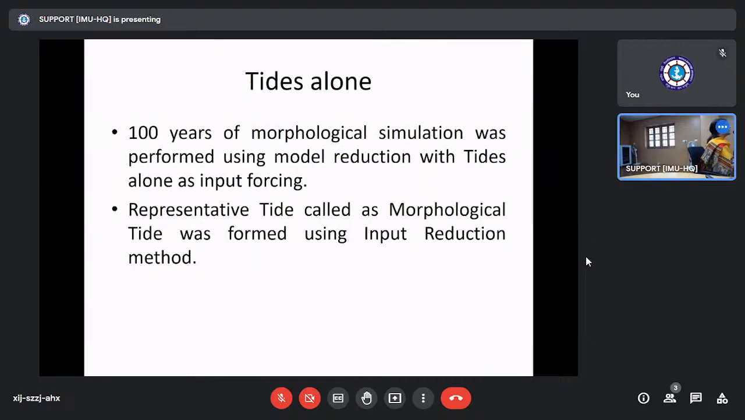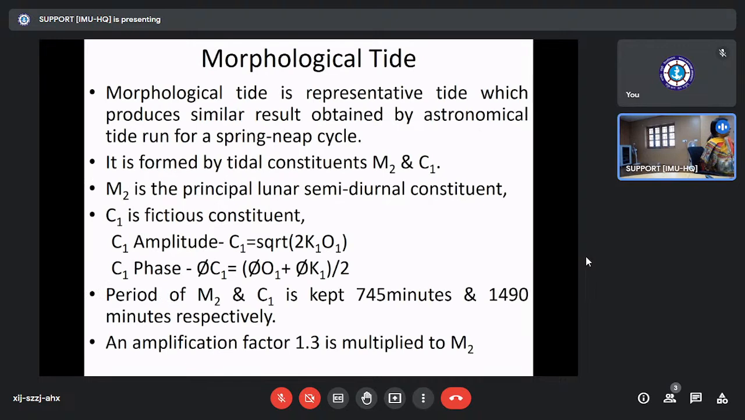So first of all, tides alone, a simulation was performed, for which morphological tide was formed as an input reduction method. So morphological tide is a representative tide which produces similar results as obtained by the astronomical tides, and it was formed by the astronomical constituents M2 and M4, where periods of M2 and M4 were kept as 745 minutes and 1490 minutes. And an amplification factor of 1.3 was multiplied to M2.